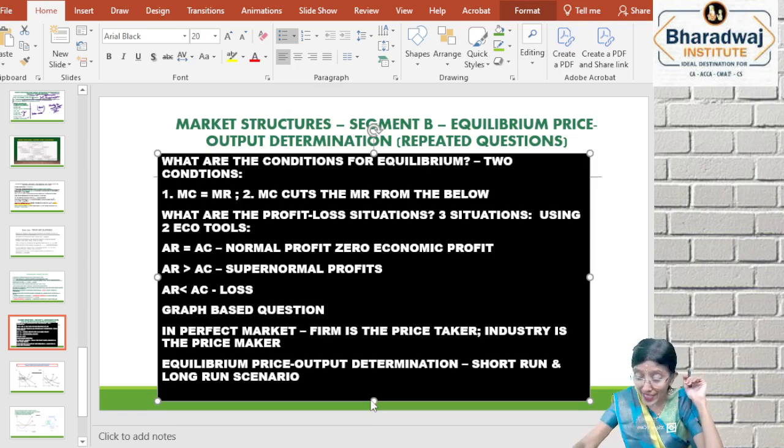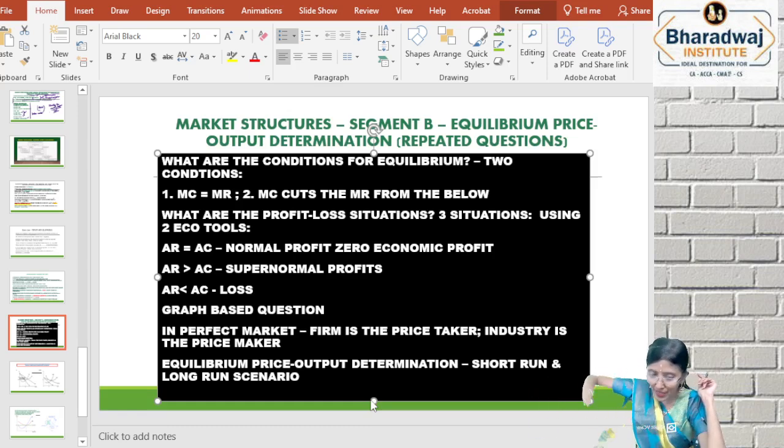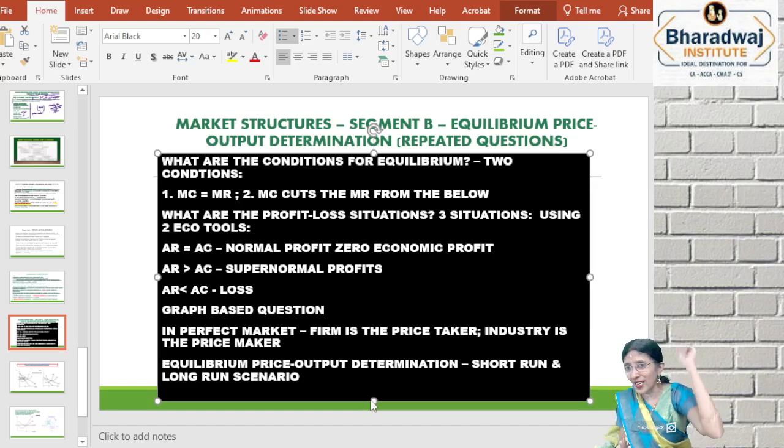As I was explaining to you the graphical segment of market structures, I made it very clear. Understand where AR and AC tools should come, where MC and MR are important. When you talk about determination of equilibrium price and equilibrium output, that's where your marginal cost and marginal revenue are important. MC is equal to MR. Marginal cost is equal to marginal revenue. And the second condition is MC curve cuts the MR curve from below. I think how many times I would have told that, why it is cutting from below. Because once it reaches the optimum level of output, after that it should rise.